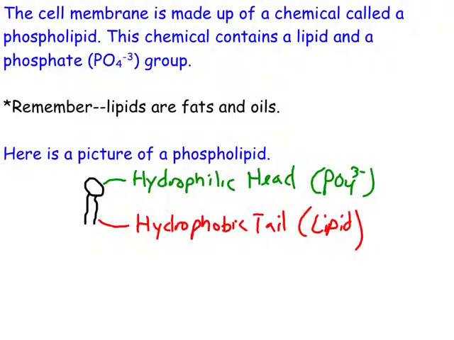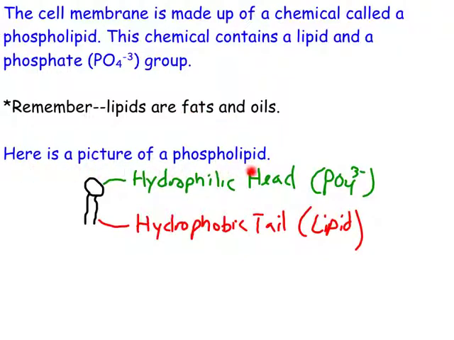To understand a little bit more about how the cell membrane works, we're going to look at what the cell membrane is composed of, or made up of. And the cell membrane is made up of a chemical called a phospholipid. This chemical contains a lipid and a phosphate group, and that's how it gets its name, phospholipid. Confusing, right? Remember, lipids are actually fats and oils.